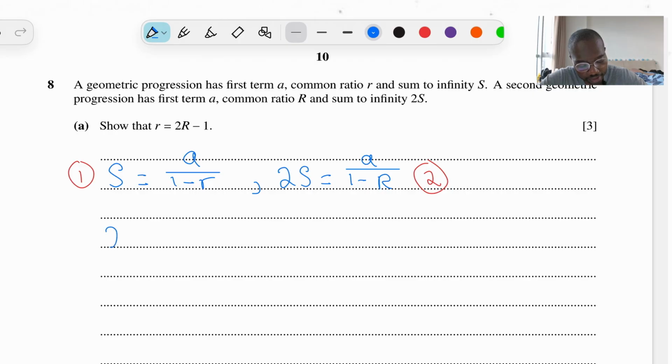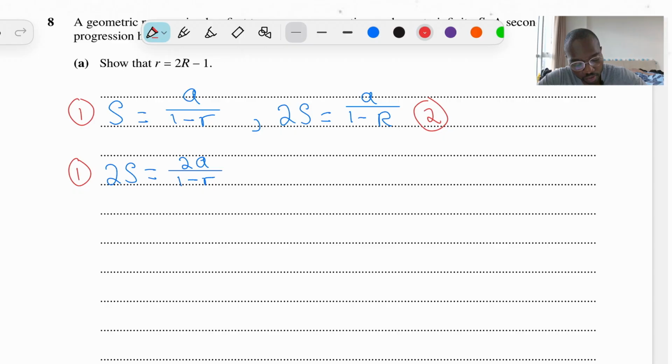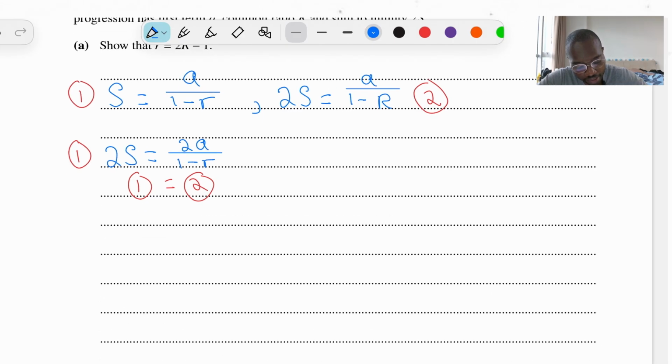So we get 2S, and that is equal to a over 1 minus R. Okay, so now if this is still equation 1, we can just have equation 1 equaling equation 2. Because our S's are the same, we both have 2S, that would be 2a over 1 minus r is equal to a over 1 minus R, like that. And now we can just simply cross multiply.